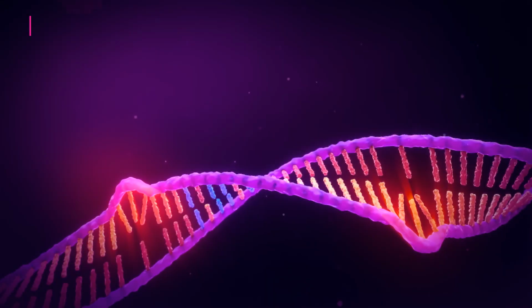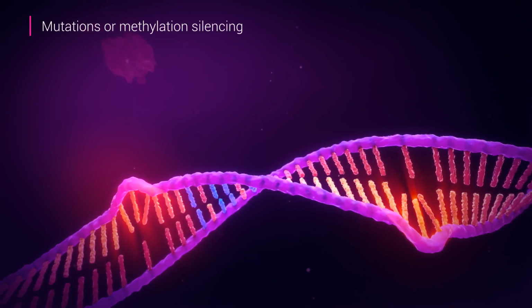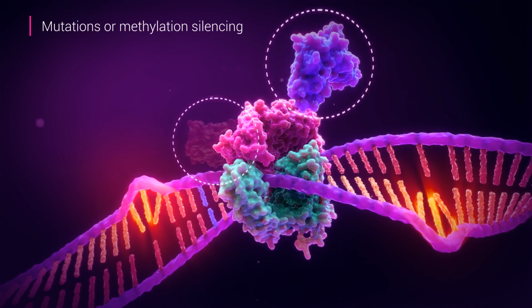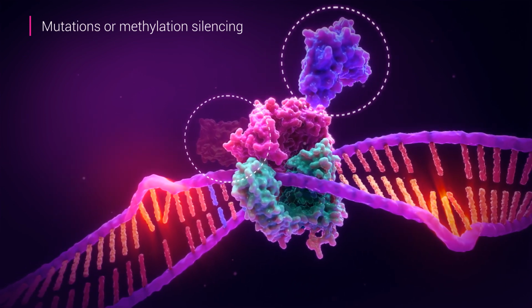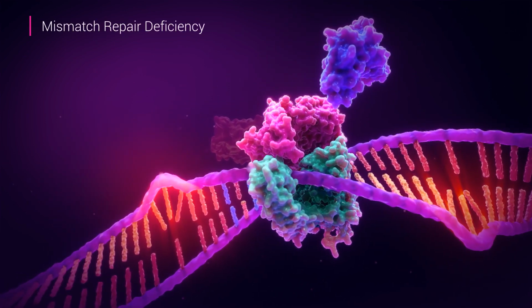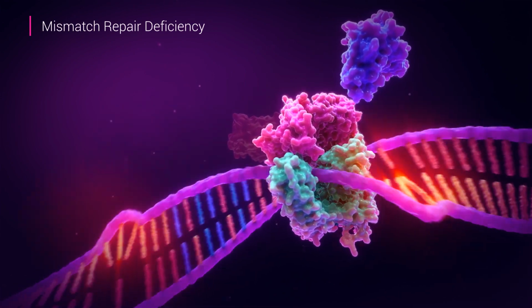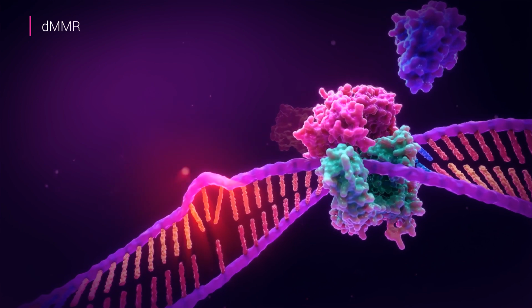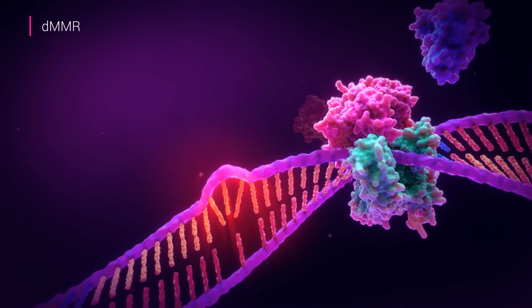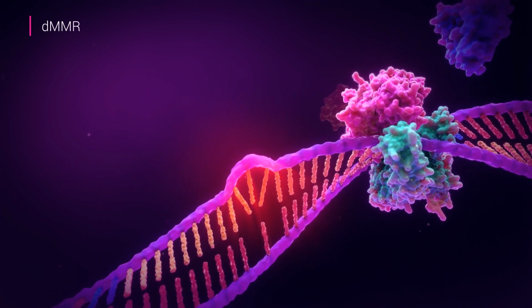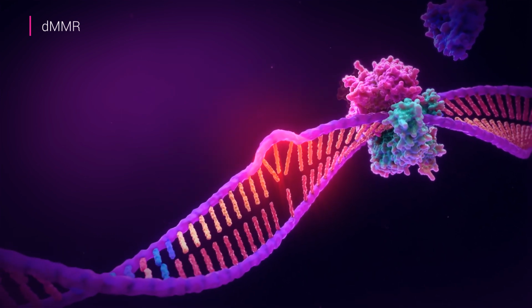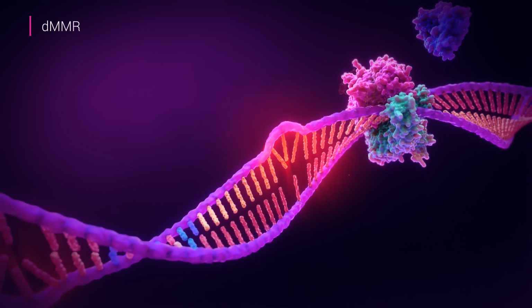Sometimes in cancer cells, the ability to correct replication errors is disrupted by mutations or methylation silencing of these MMR proteins. This is called Mismatch Repair Deficiency, or dMMR, and allows replication errors to accumulate. While all microsatellites accumulate replication errors, mononucleotide sequences are most sensitive and specific as biomarkers for dMMR.